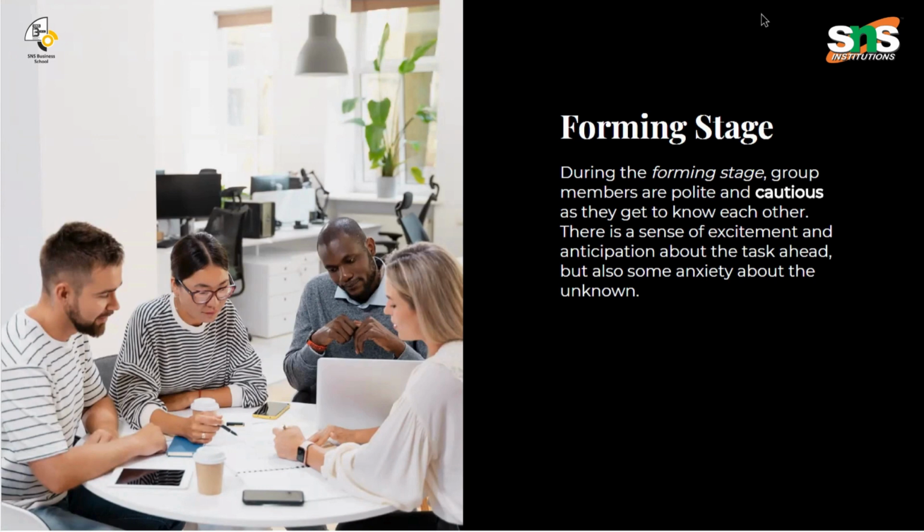As they form into a group, the persons will be new to each other, so they will be more excited about the work they are going to do. At that time, they will also be more cautious about the work. This leads to a bit of anxiety because they do not know what to do and how to do the process. So this is the first stage they have to cross in group development.